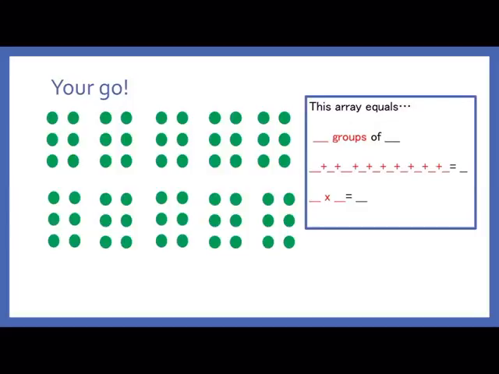Okay, so now it is your go to complete it the way that I have completed it on the last slide. This is bringing in our array knowledge from the last video and what we've learned today in terms of the multiplication sign. So you're going to have to count the array on the side, see how many groups it is, and then how we do that in repeated addition, and then how we would use our multiplication sign to show our answer. Okay, so pause the video, have a go at that now.